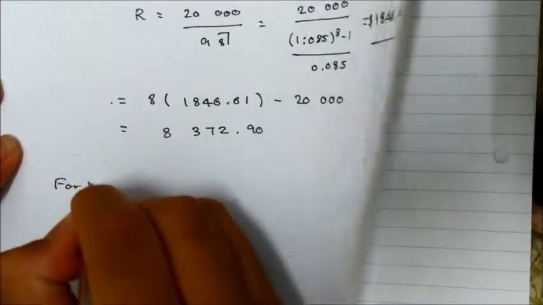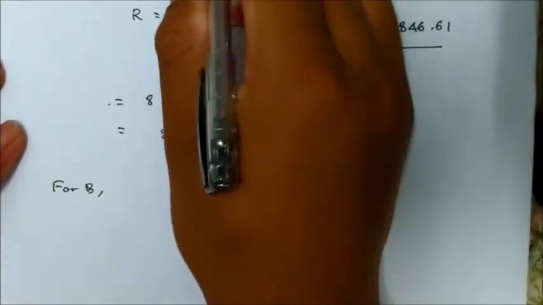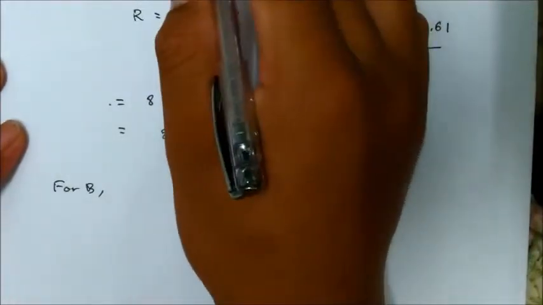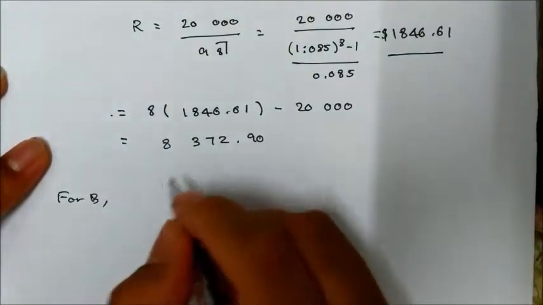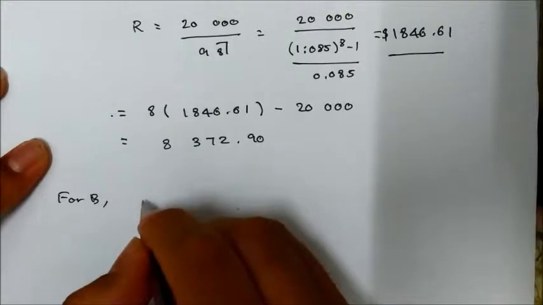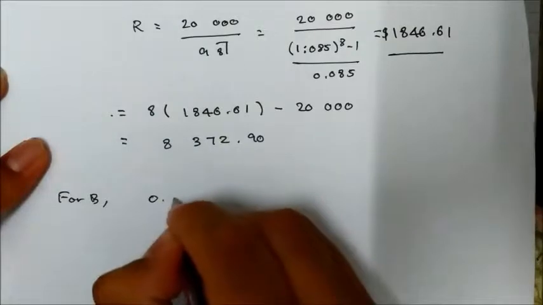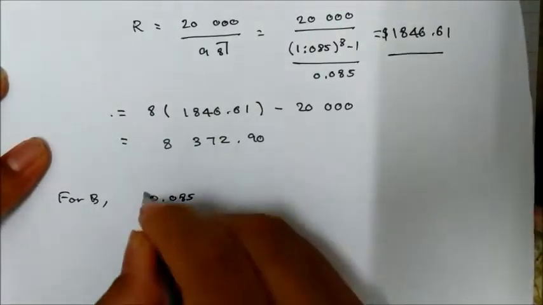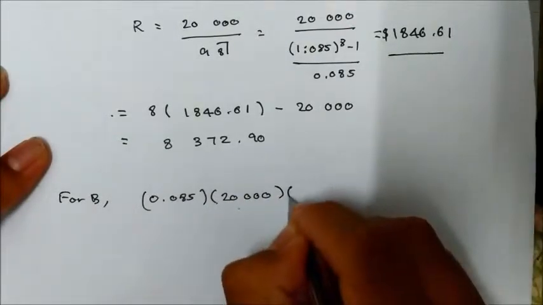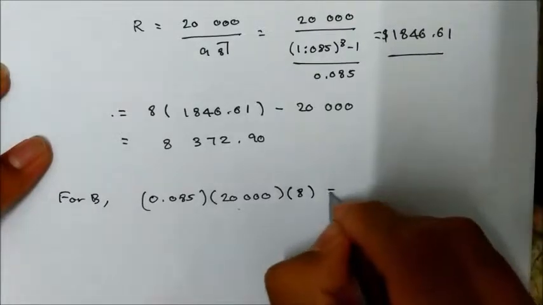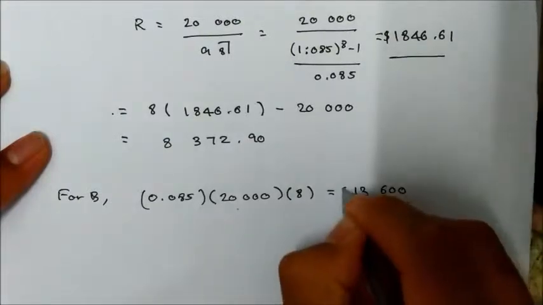For B, it is said that B pays only interest as it is due each year and plans to repay the entire loan at the end of the 8-year period. So for B, we need to find the interest that B paid each year. Our equation is going to become 0.085, which is 8.5%, times 20,000 times 8 years. Therefore, we will get $30,600.